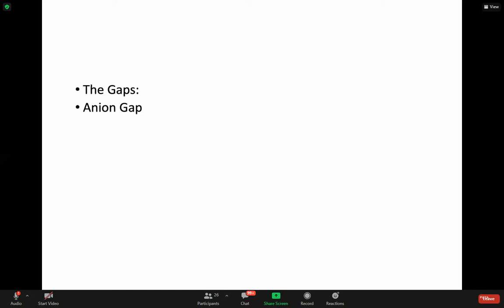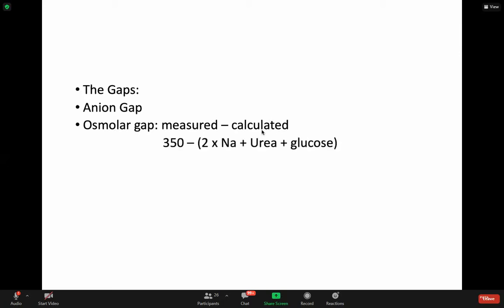إذا كانت high anion gap metabolic acidosis أحسب الأزمولر gap. الأزمولر gap في calculated وفي measured. الميجرد يسويها لي اللاب. الكالكوليتد انا احسبها. وش الكالكوليتد؟ 2 في الصوديوم زائد اليوريا زائد الجلوكوز. زين. الميجرد خلينا نقول اللاب اعطاني الميجرد ازمولاليتي للمريض هذه طلعت 350.